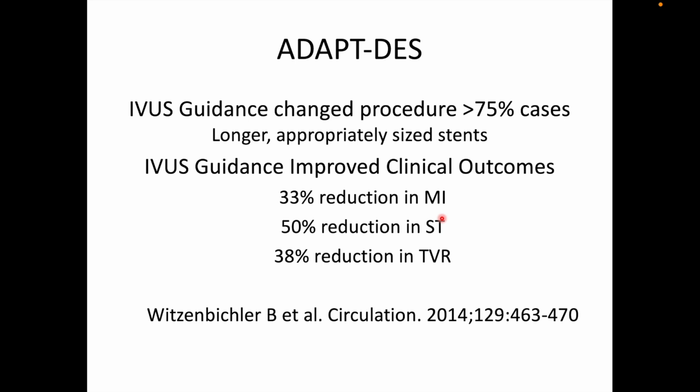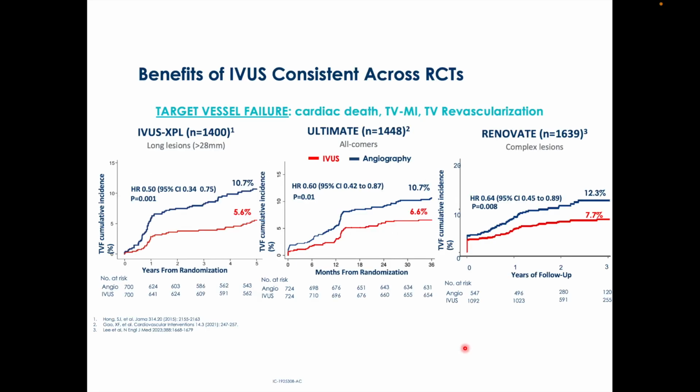Now, with ADAPT-DES, what we can conclude is that IVUS guidance changed the procedure in more than 75% of cases with longer, appropriately sized stents, and IVUS guidance improved clinical outcomes by 33% reduction in myocardial infarction, 50% reduction in stent thrombosis, and 38% reduction in target vessel revascularization. So benefits of IVUS are consistent across the randomized controlled trials as seen here.